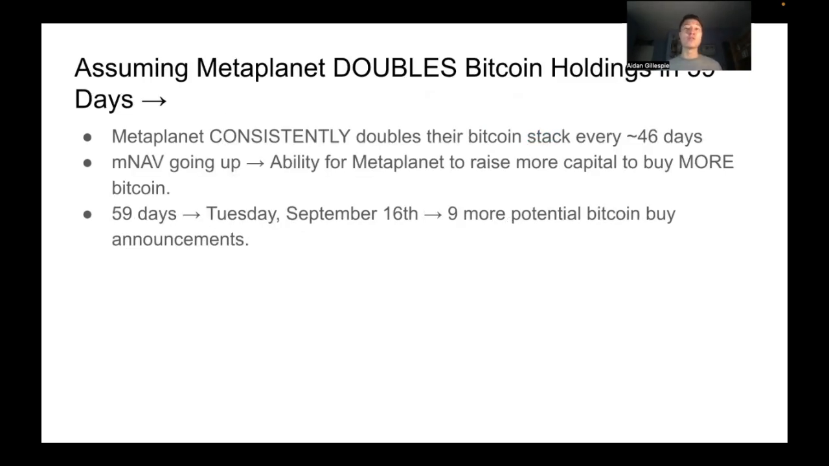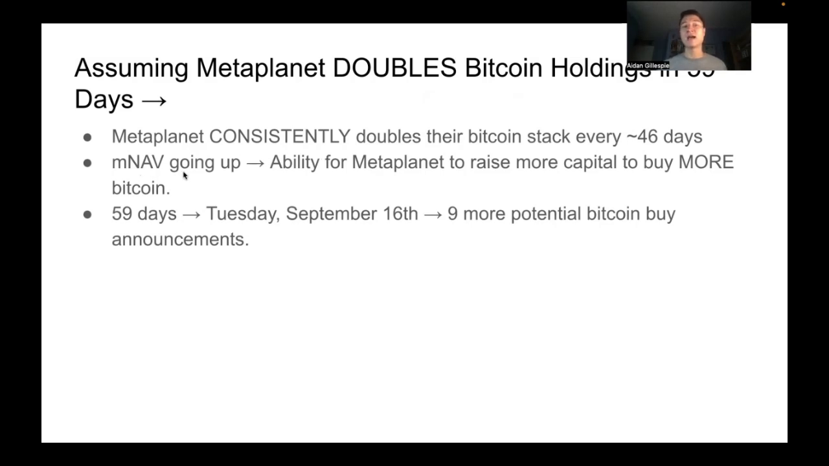However, that MNAV growth alone probably won't happen. Metaplanet is going to increase their Bitcoin holdings. I'm going to assume that Metaplanet doubles their Bitcoin holdings in the next 59 days, which is when we're expecting that fourth peak to occur. Why do I think this is a good framework? Well, Metaplanet consistently doubles their Bitcoin stack roughly every 46 days.